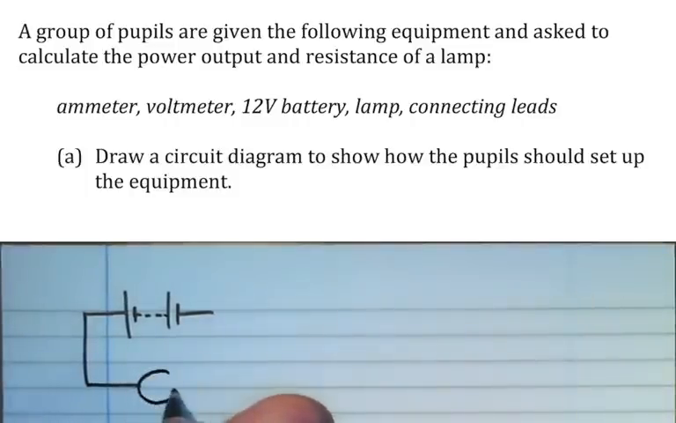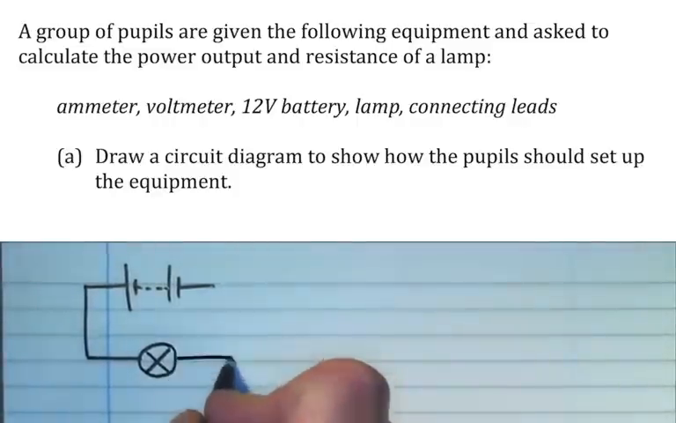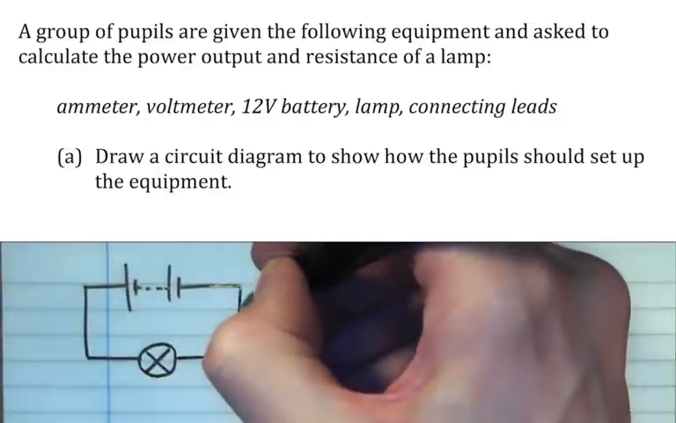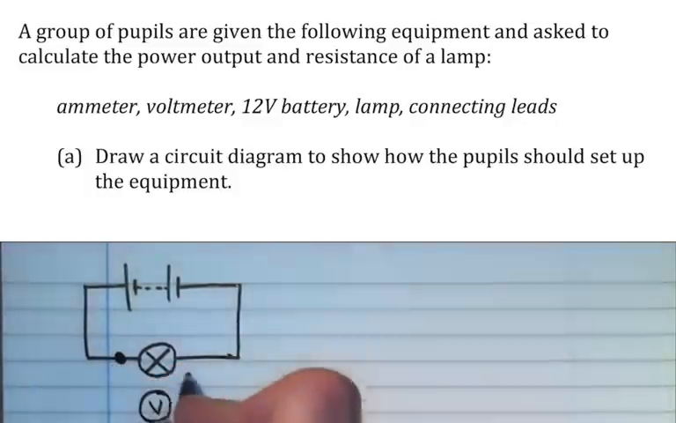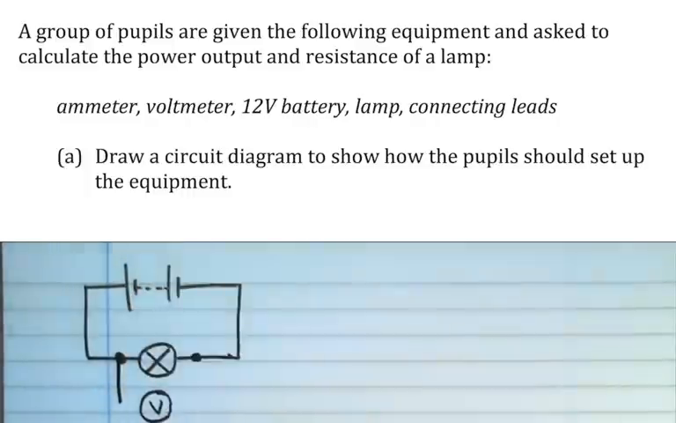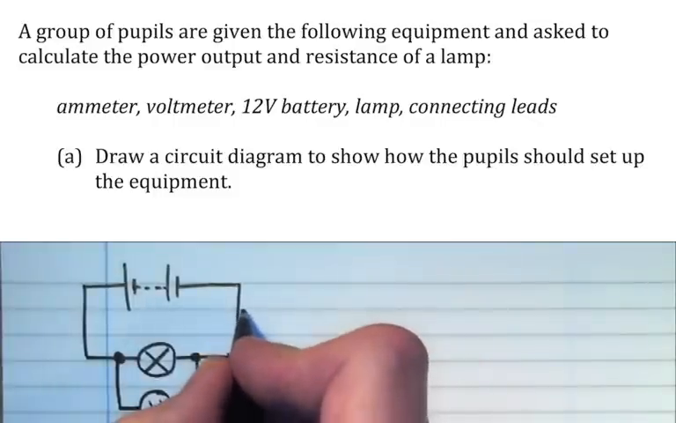This is already a bad start, because as I said before, you should be using a ruler. Move the paper up a little bit, and I'll go all the way along. If I'm working out the resistance and the power, I really want a voltmeter in parallel. Remember, voltmeters in parallel and ammeters in series. So you want the voltmeter in parallel with the lamp. And yes, it is a deliberate mistake: I've left no space here for the ammeter, and that doesn't look good.